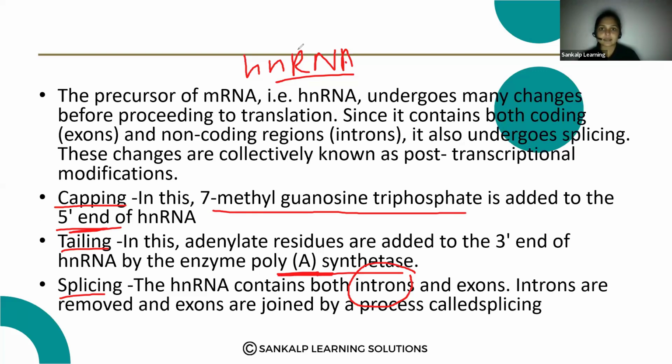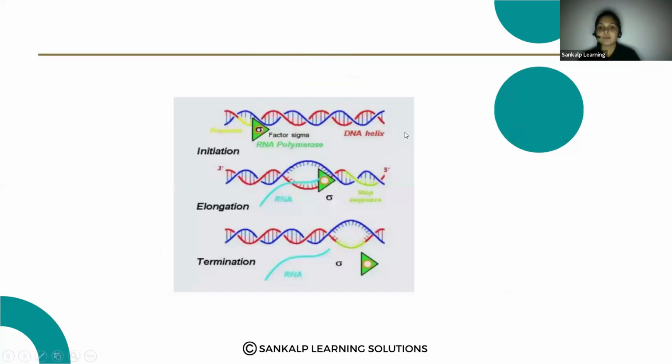mRNA synthesis occurs. Here there is a diagram which is also very important, showing initiation, elongation, termination. So in each step you must draw the diagram and explain, for 5 marks. Okay, so these are some important questions from this chapter. Thank you. We'll meet in the next session.